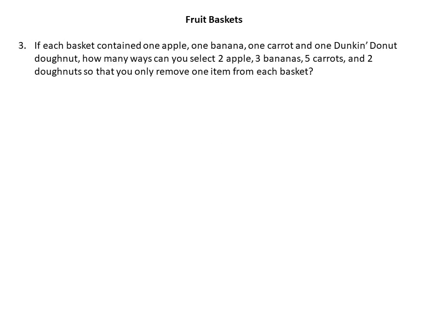If each basket contained 1 apple, 1 banana, 1 carrot, and 1 Dunkin Donut, how many ways can you select 2 apples, 3 bananas, 5 carrots, and 2 donuts so that you only remove 1 item from each basket? Again, if you look at this as a word problem with repetition, it's going to be 12 factorial divided by the factorials of the repetition numbers.